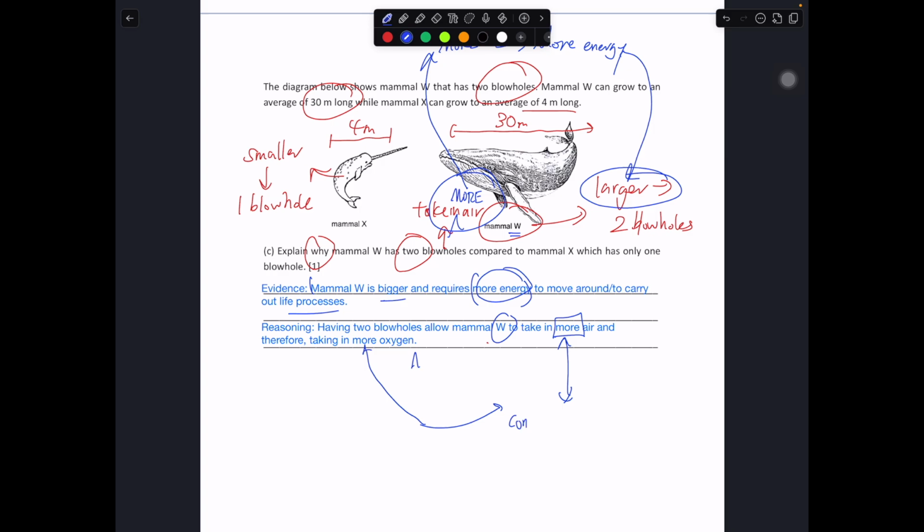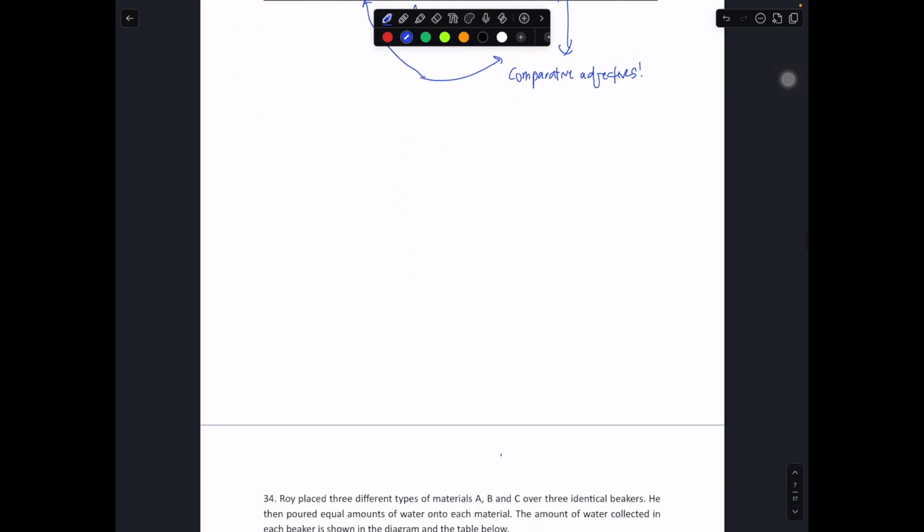So the comparative adjective, this part is quite important, to show why it needs two as compared to X which needs one. Okay, so let's move on to the next portion.